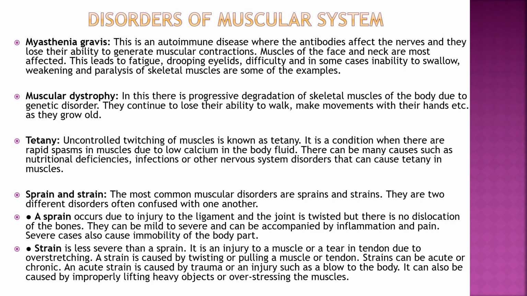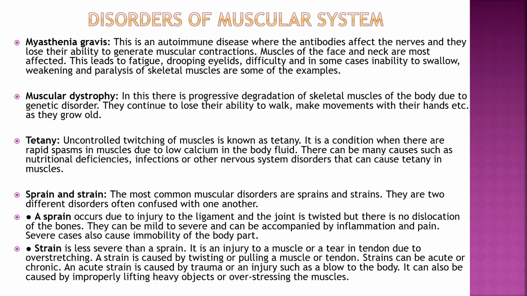Muscular dystrophy. In this, there is progressive degradation of skeletal muscles of the body due to a genetic disorder. These patients continue to lose their ability to walk, make movements with their hands, etc. as they grow. Tetany, uncontrolled twitching of muscles, is called tetany.